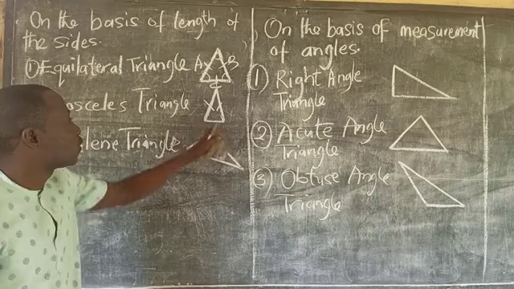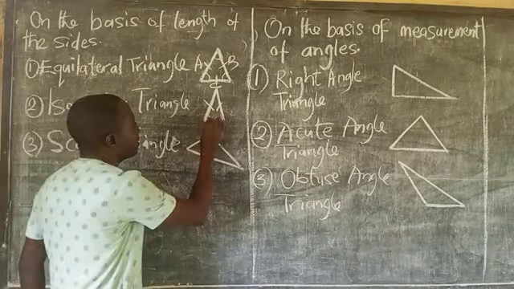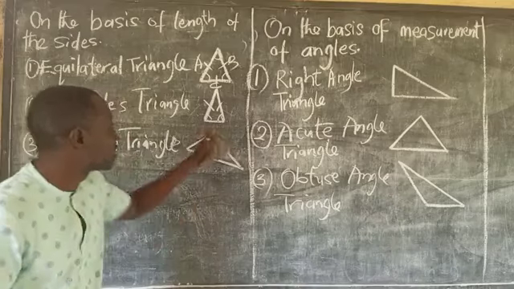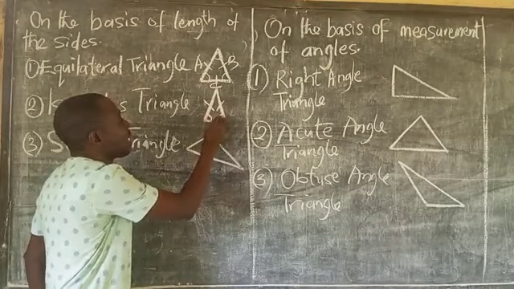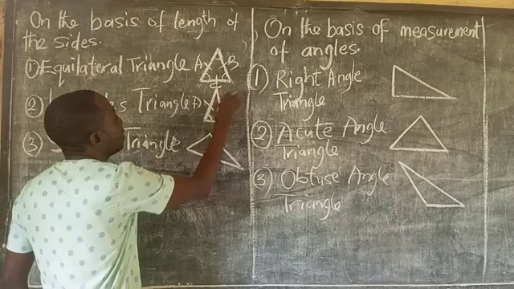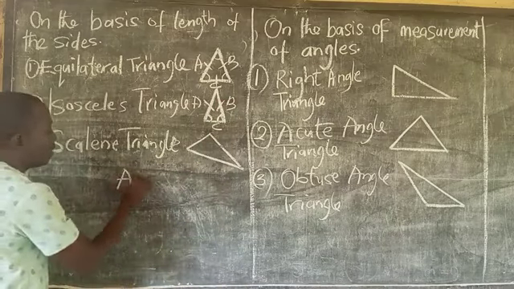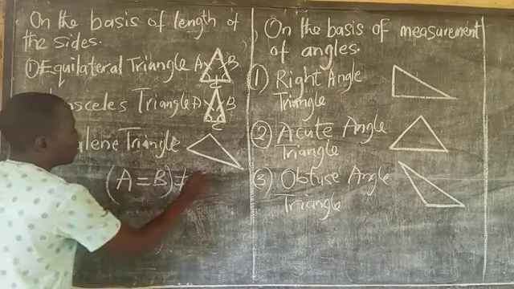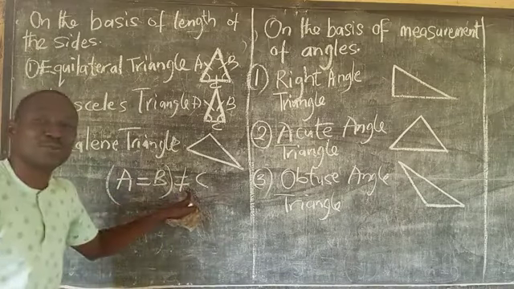And because the lengths of two sides are equal, the base angles of those two sides are also equal. This side is equal to this side, and their base angles are equal. Don't forget that. If I say this is A, this is B, and this is C, we are saying that A equals B and is not equal to C. You see, A and B are equal, but they are not equal to C.